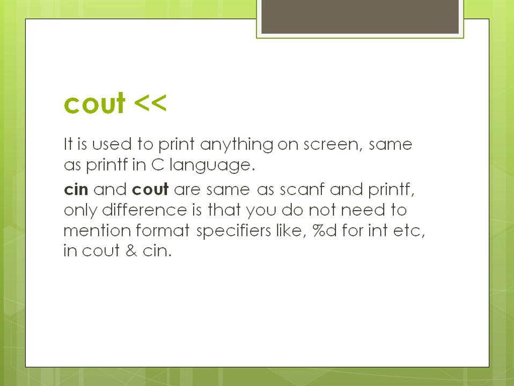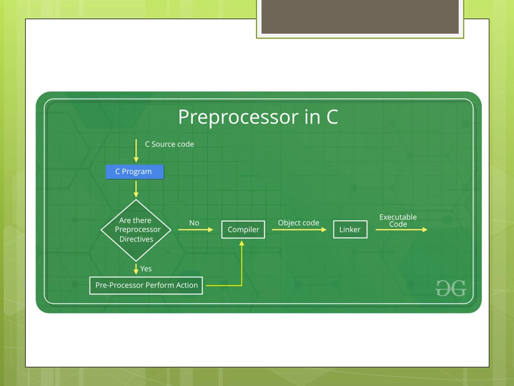So cout is again a keyword, and cin is also a keyword. Both these keywords are used while we take the input from the keyboard, or while we print or display any statement onto the display screen. These two keywords are there in the header file iostream.h.